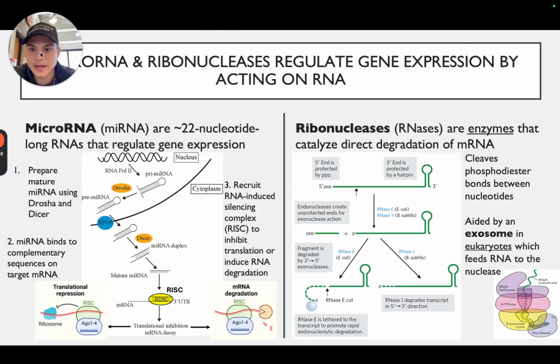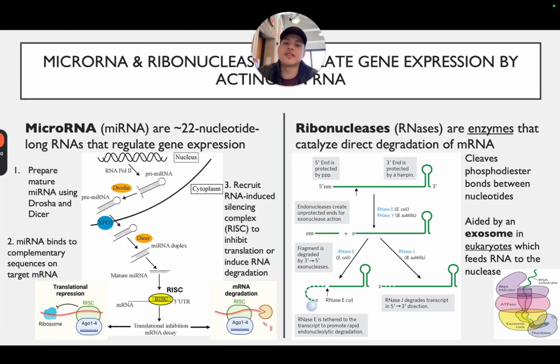So now talking about microRNA and ribonuclease and regulating gene expression by acting on RNA. So we'll talk about these two different things. MicroRNAs are 22 nucleotide long RNAs that regulate gene expression. So you can think of them as silencing RNAs that we don't want expressed.